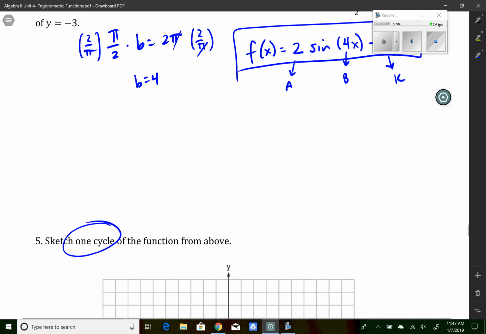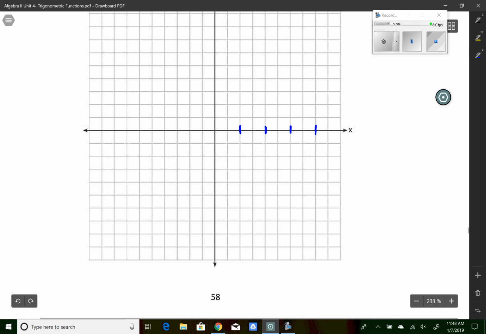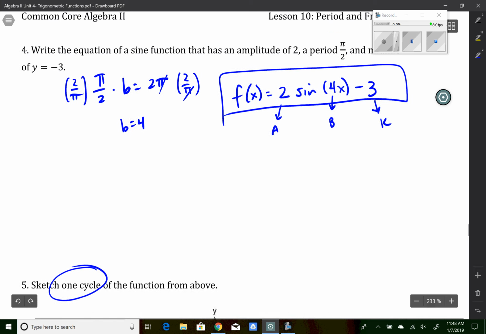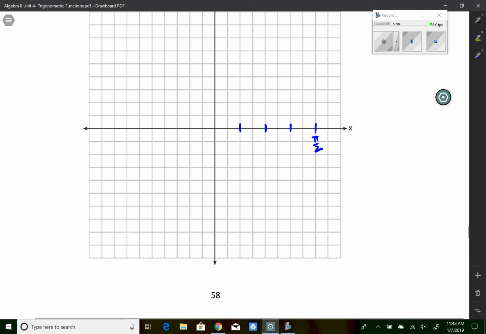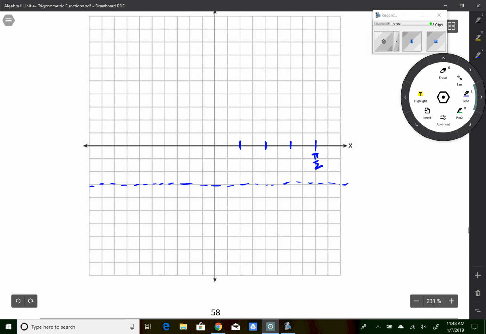Since the period is pi over 2, I'm going to put pi over 2 over here. And since the midline is -3, I'm going to make a dotted line at y equals -3. Since it is a sine curve, I know I'm going to start at the midline.